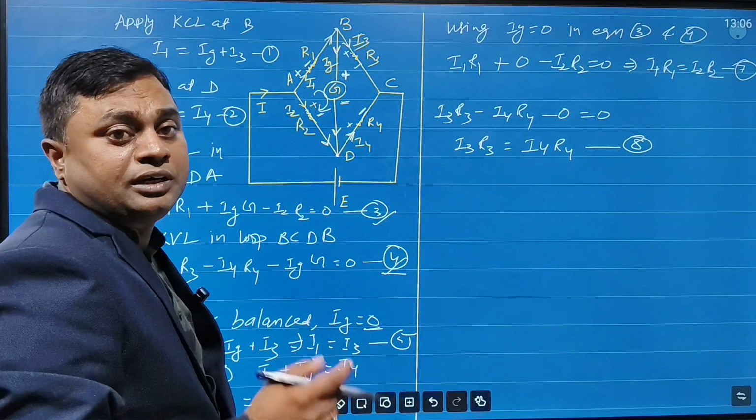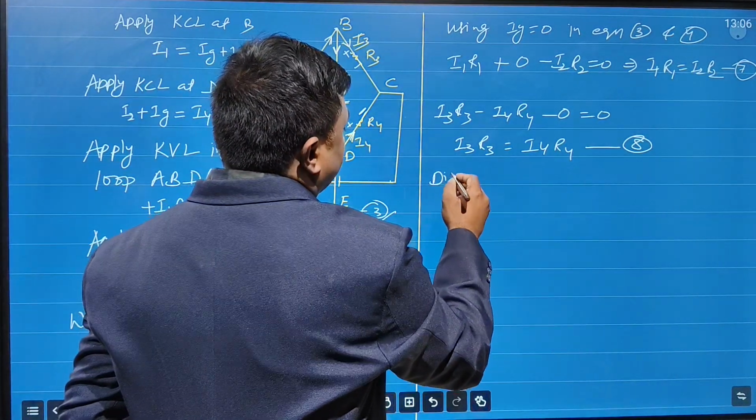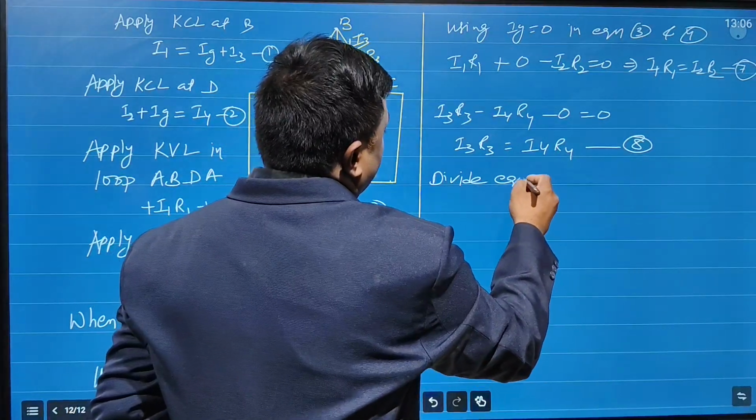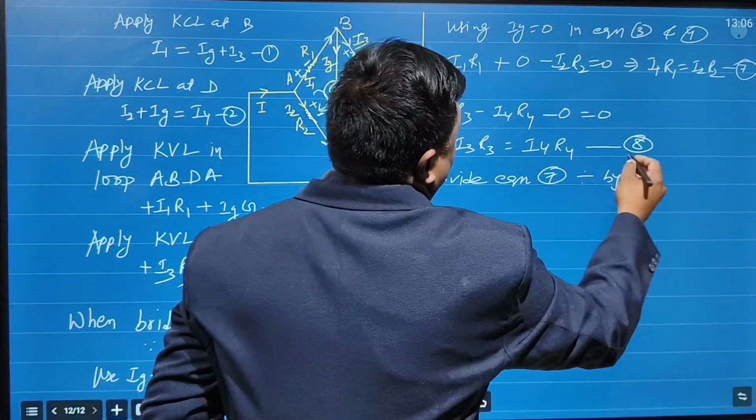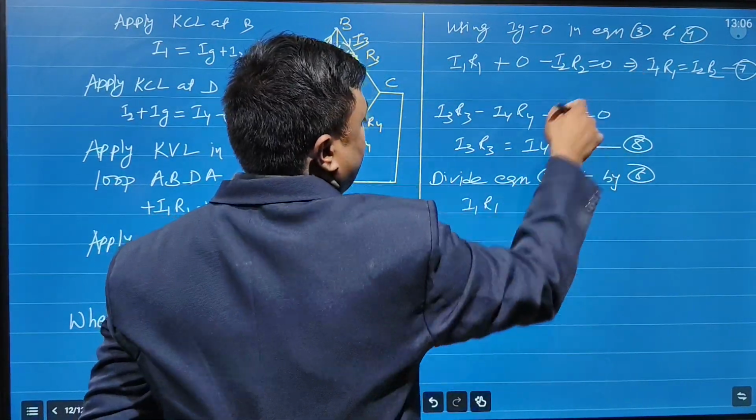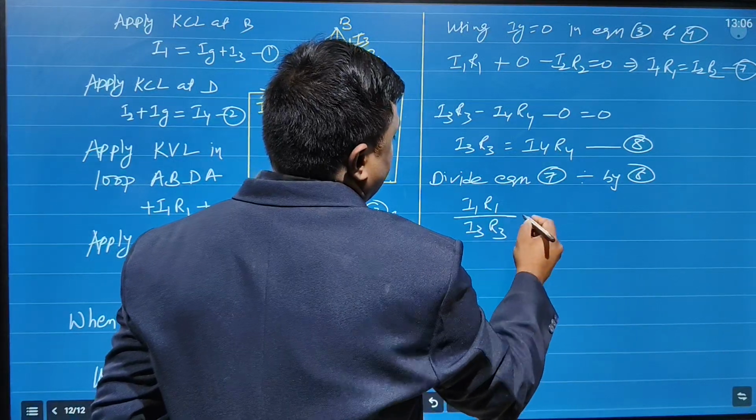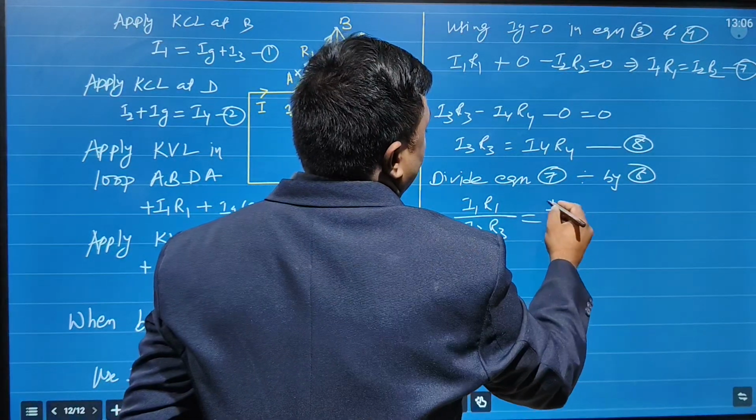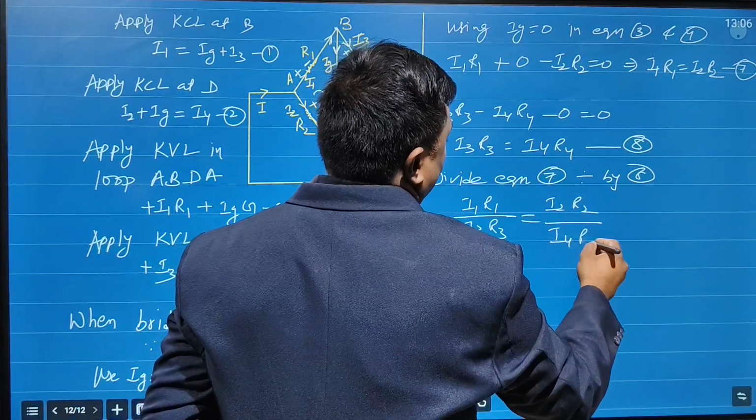Now divide equation 7 by 8. What is equation 7? We have I1 R1, left hand side to left hand side we can divide upon I3 R3, is equal to I2 R2 upon I4 R4.